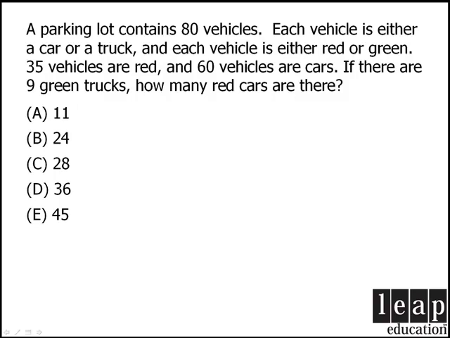You may find it useful to pause this video now and review the question before continuing. Now in this question, we have a population of vehicles, and each member of this population has exactly two features associated with it. The two features are the vehicle's color, red or green, and the vehicle's type, car or truck.